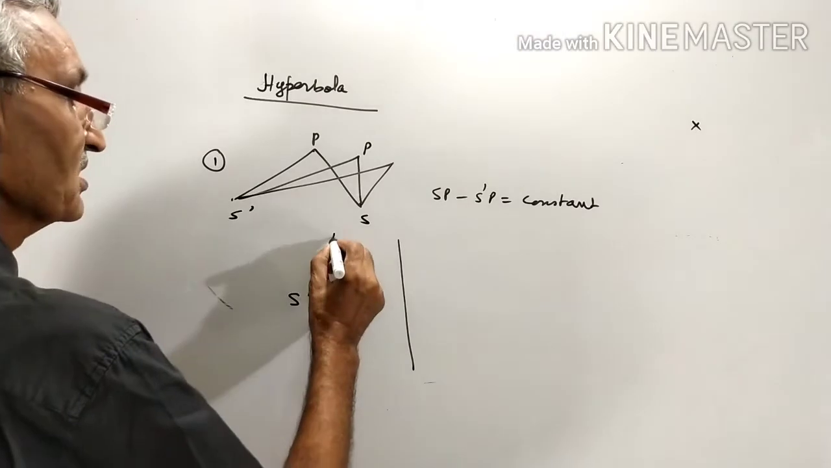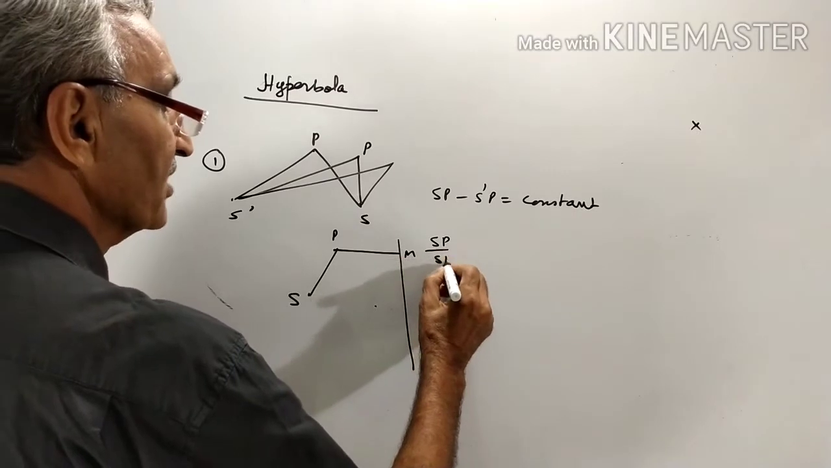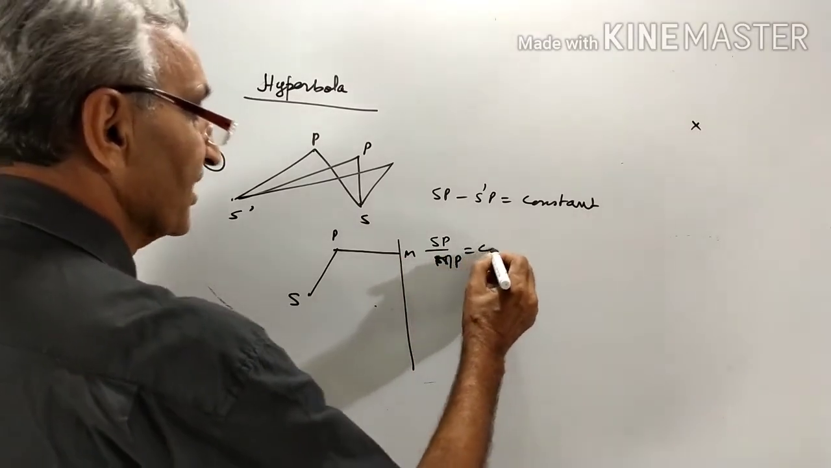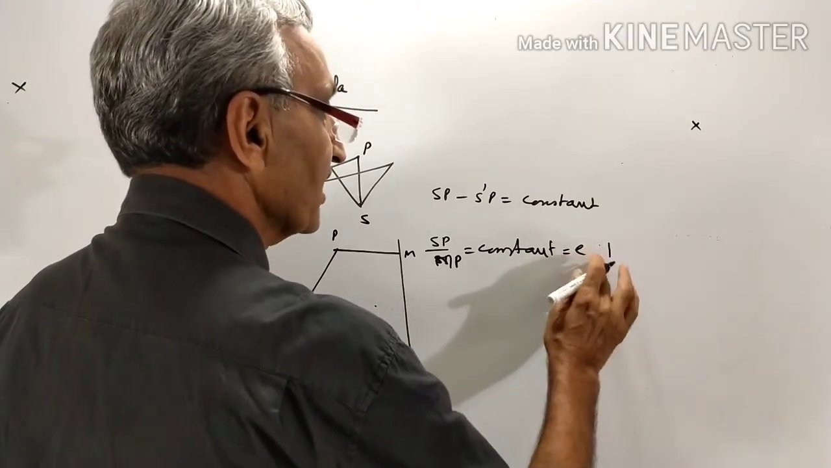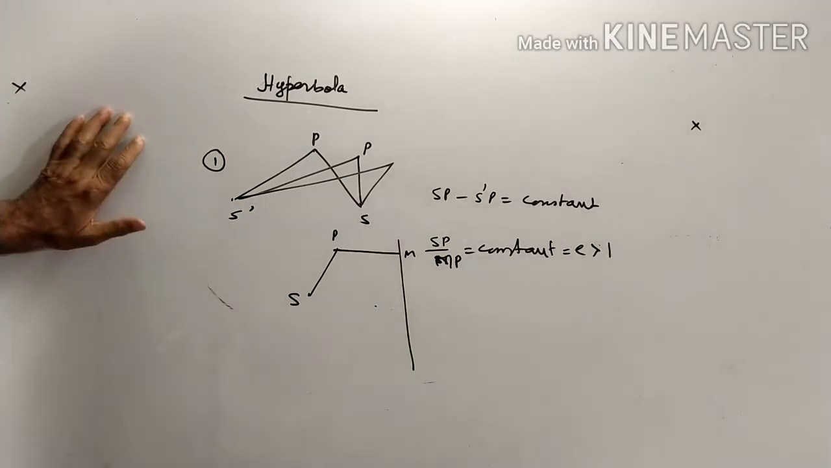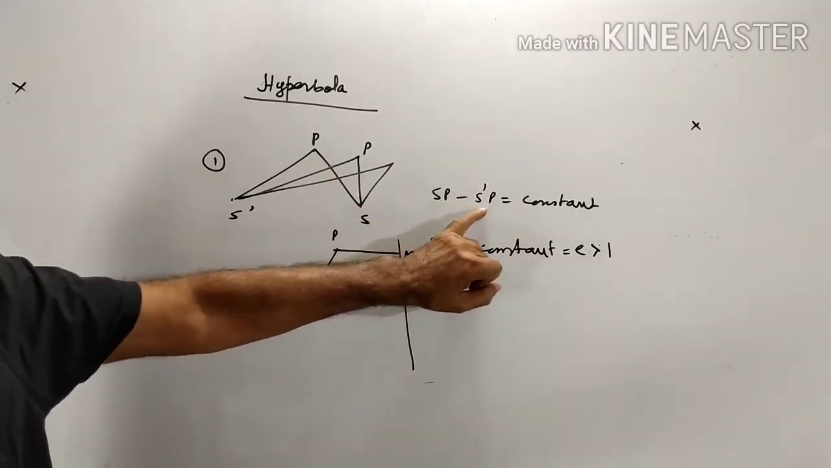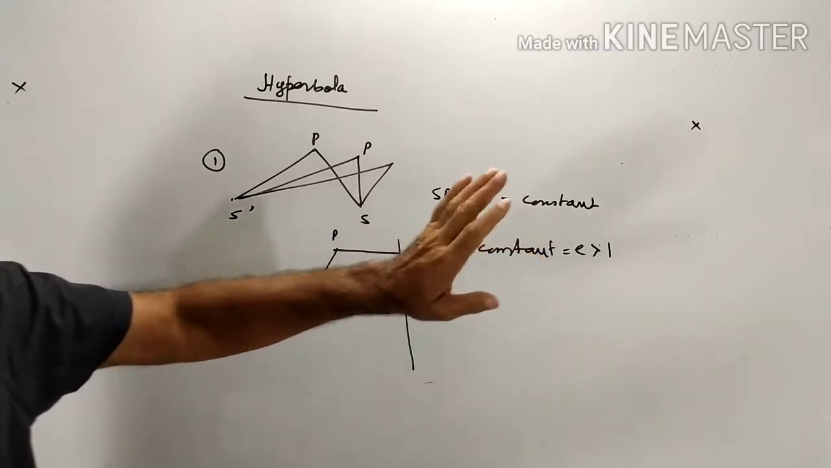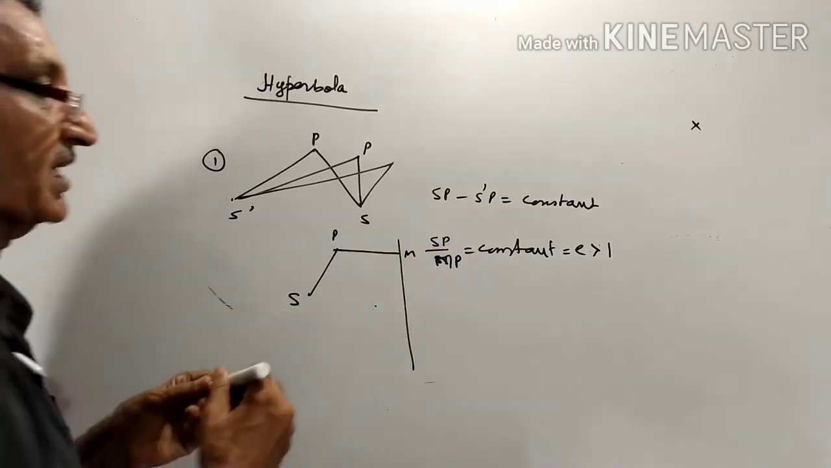A point moves such that distance from here and distance from here, SP divided by PM is equal to a constant, and this constant is called e. In case of ellipse it was less than 1, but here it is greater than 1. It is greater than 1 here. So we have the hyperbola, coordinate geometry में ellipse की तरह है. वहाँ sum of the distances, the focal distances is equal to constant. Here is a constant in the same way, and SP upon PM is known as eccentricity.